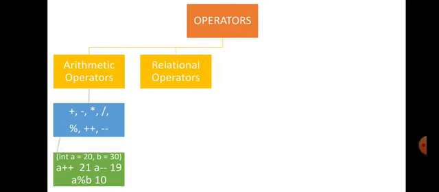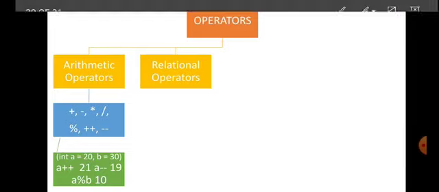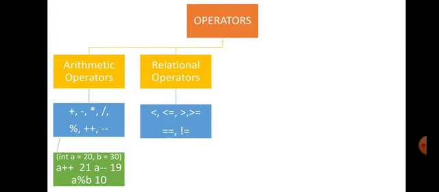Now let us see the relational operator. As the name suggests, a relational operator will relate the left hand side value and the right hand side value. Now less than, less than or equal to, greater than, greater than or equal to, these four things you are quite aware. Let us find what is equal to and what is not equal to with an example.